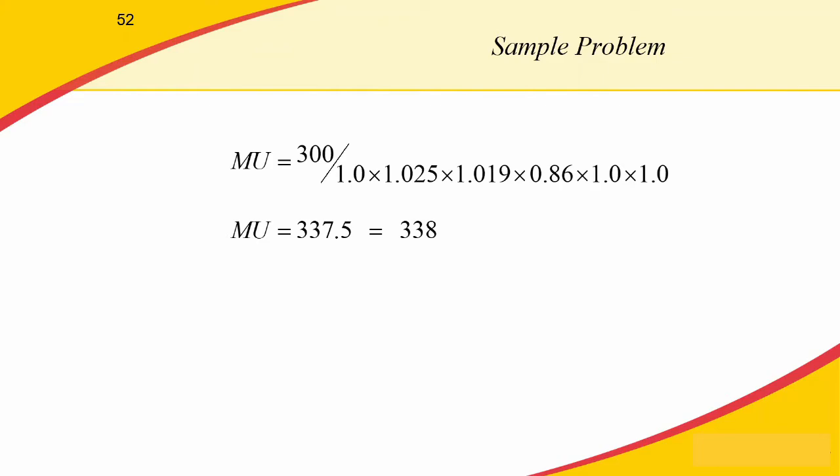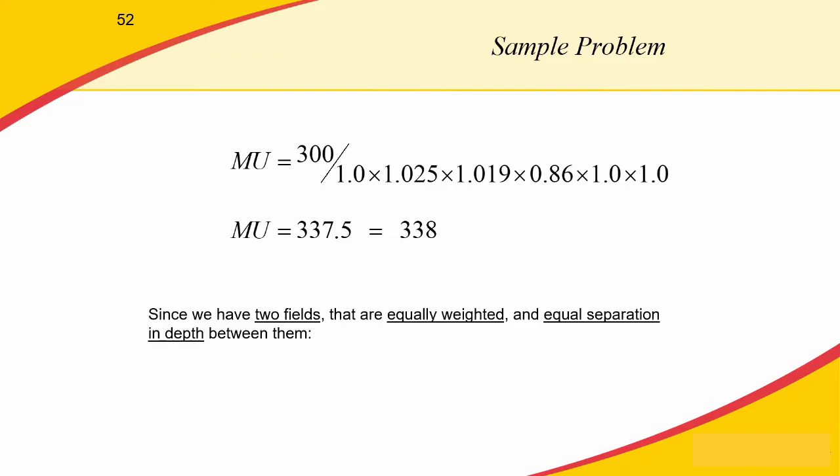So the number of monitor units would be 300 cGy, which we want to deliver for our fraction, divided by 1 cGy per monitor unit under calibration conditions. And then we apply our output factors to convert from calibration to our treatment condition. So we have our scatter and our collimator factor, 1.025 and 1.019, and our TMR, 0.86. We have no trays, we have no wedges, so we leave those factors as 1. And we calculate that the total MU to be delivered would be 337.5. So 338 MU to deliver our prescription dose for this patient.